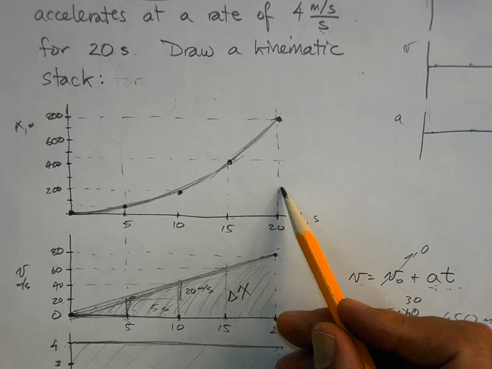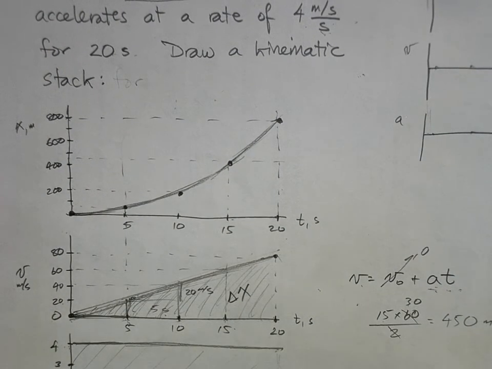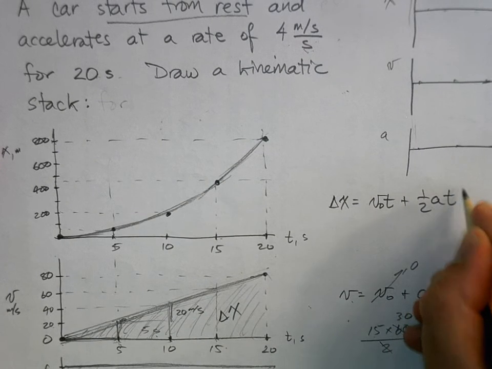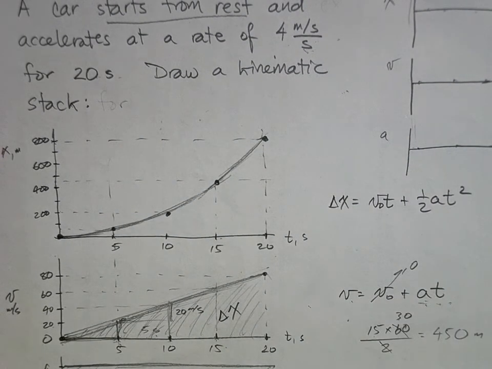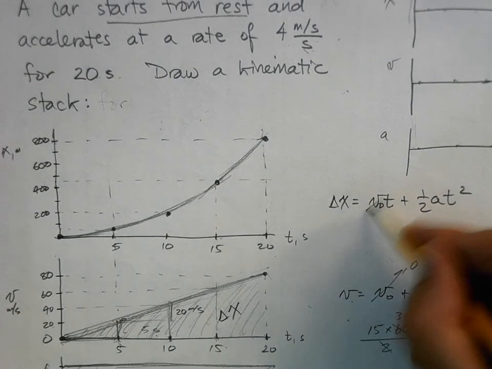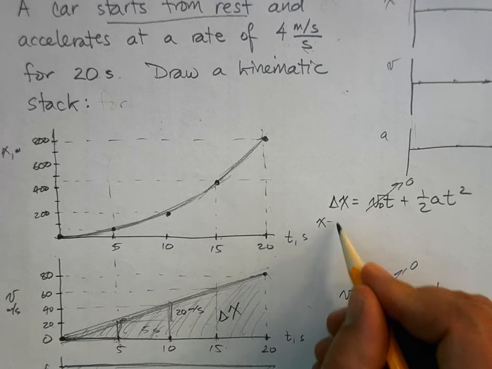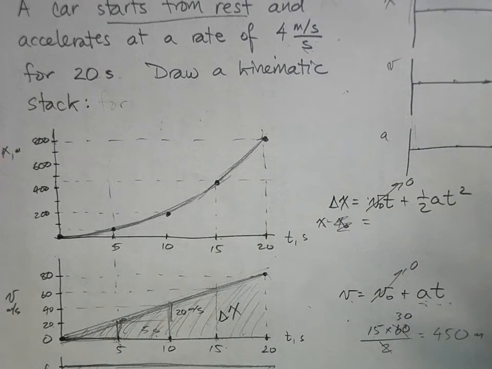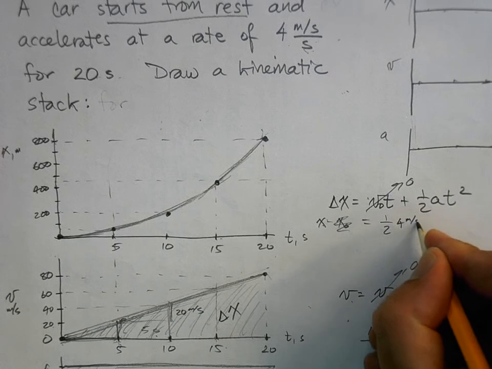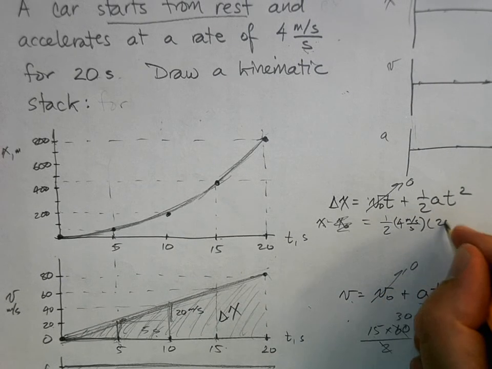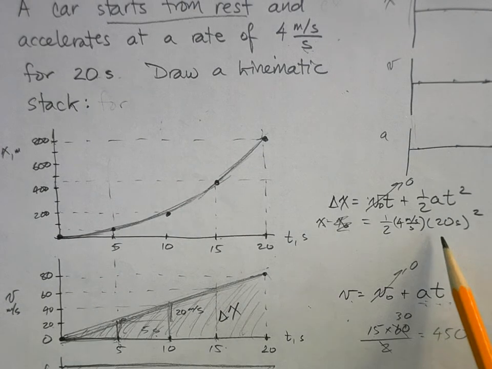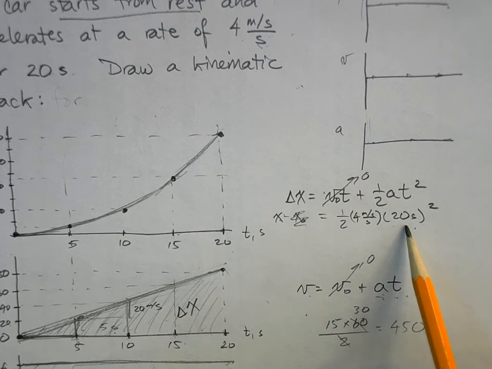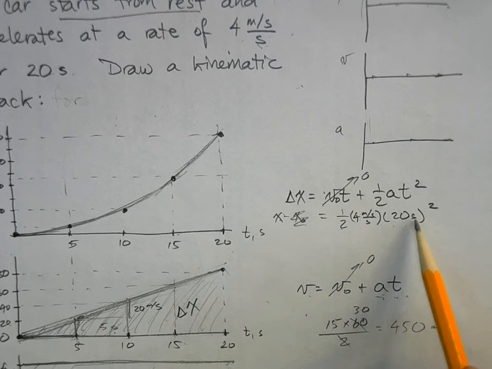Now another way of doing this, instead of doing these areas, is to use the third kinematic equation. You could say delta x equals v naught t plus 1/2 a t squared. Right? And so, well, v naught is 0. And delta x is x minus x naught, but x naught is 0. So really, this is x equals 1/2 a t squared. Well, 1/2 of 4 meters per second every second. Let's put in 20 seconds and square it. What is 20 squared? 400. 400 times, well, 4 divided by 2 is 2, so it's 800. Ooh, yeah, that worked.